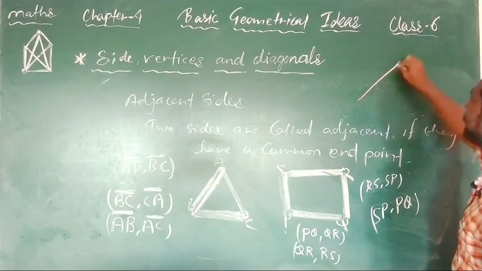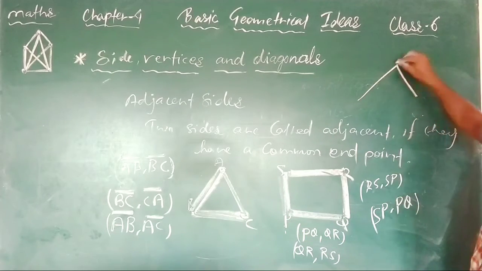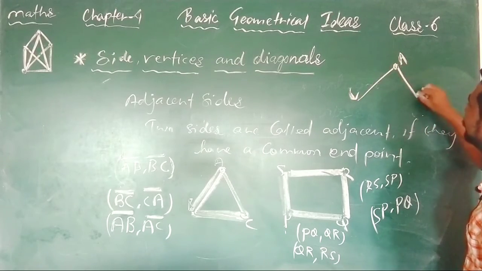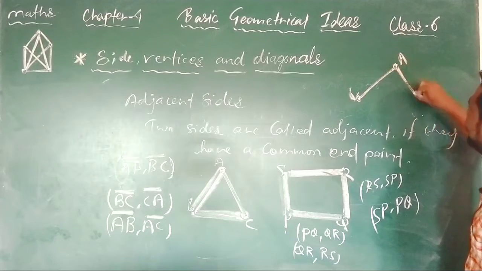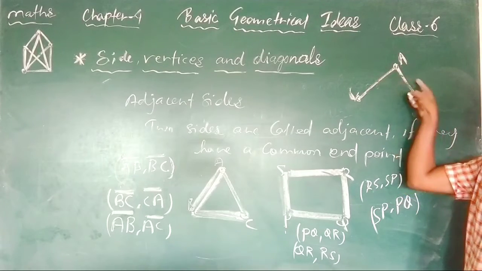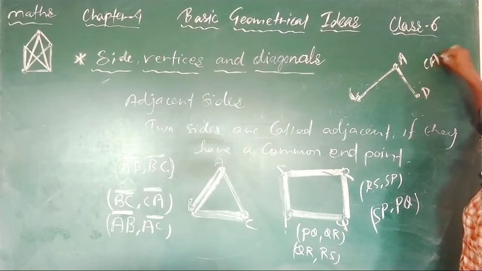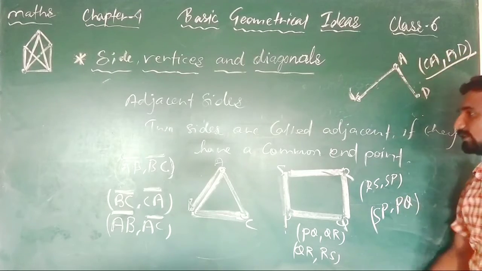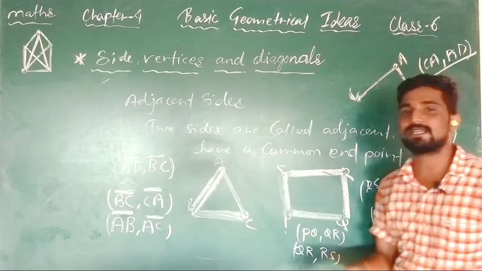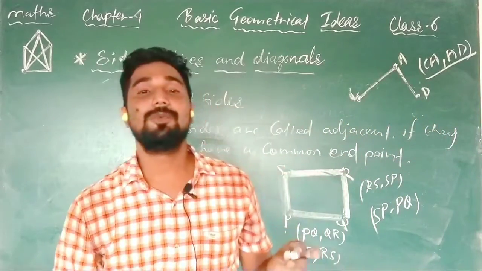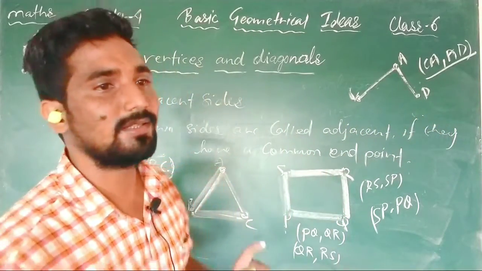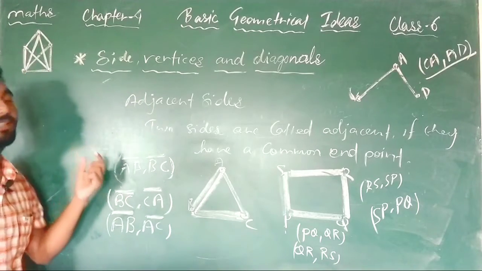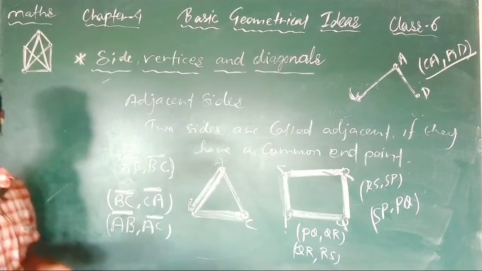So any two, suppose these are two line segments, this is A, C and D. So CA and AD will be called adjacent sides. Why? Because they have a common endpoint or common point, you can say. So these two are also adjacent. Any two sides which have a common endpoint, or which start from a common endpoint, are called adjacent sides. Now adjacent sides you have understood.